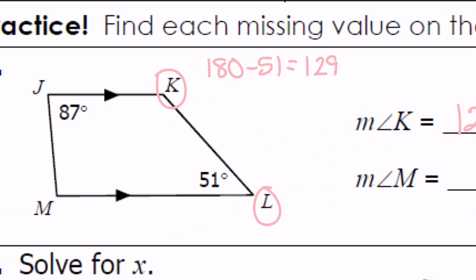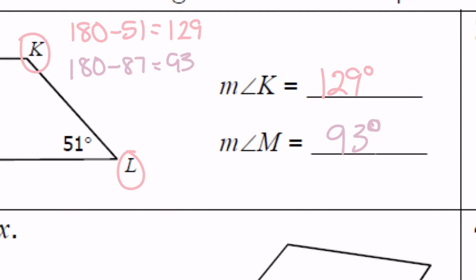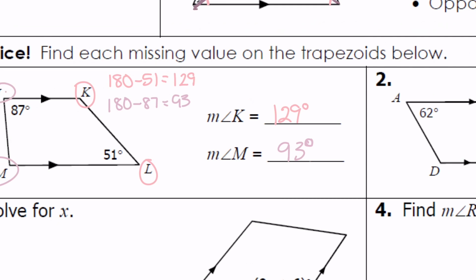Then the measure of angle M, same thing. Angle J and angle M are supplementary. So 180 minus 87 is going to give me angle M, which is 93. So angle M is 93 degrees. So pretty simple.